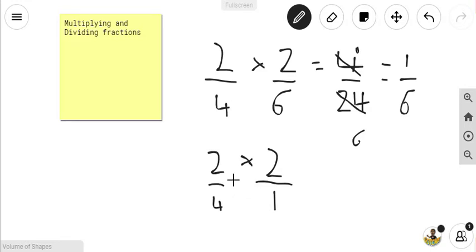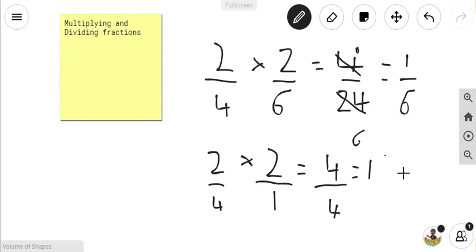You have to do this when multiplying, and then you just multiply. So again, you go 2 times 2, which is 4 up here, and then 4 times 1, which will also be 4. That would translate to another whole number, which would be 1.